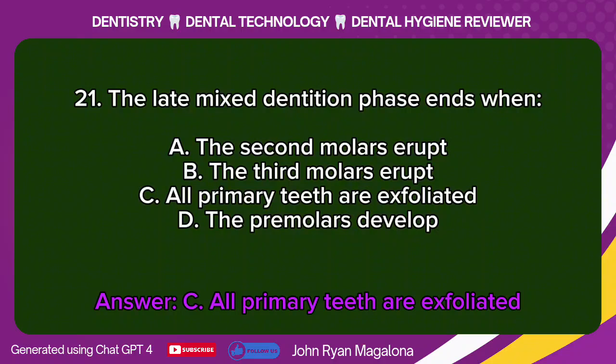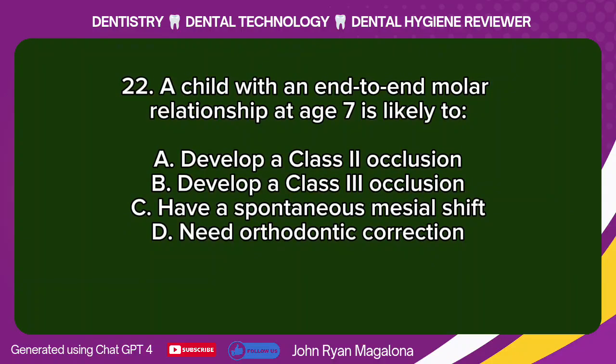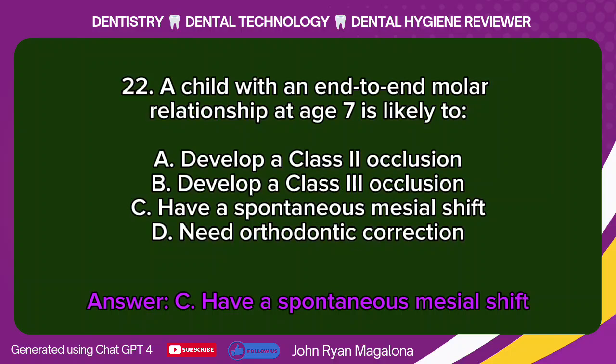22. A child with an end-to-end molar relationship at age 7 is likely to: A. Develop a Class 2 occlusion. B. Develop a Class 3 occlusion. C. Have a spontaneous mesial shift. D. Need orthodontic correction. Answer: C. Have a spontaneous mesial shift.